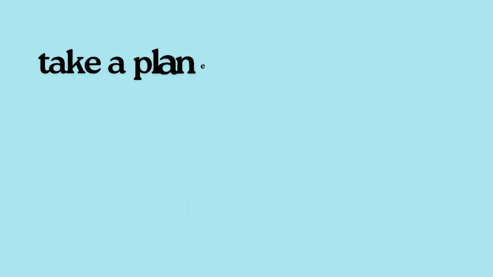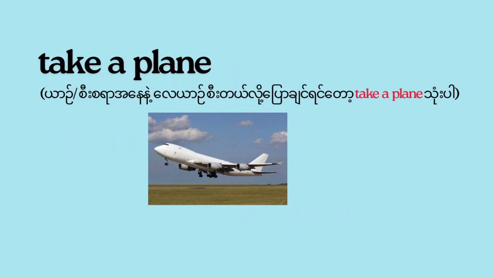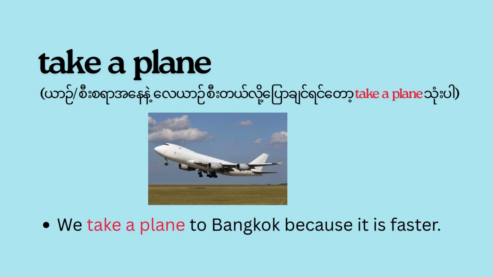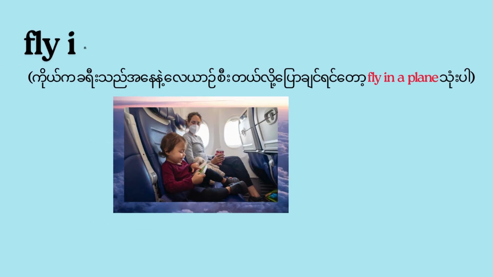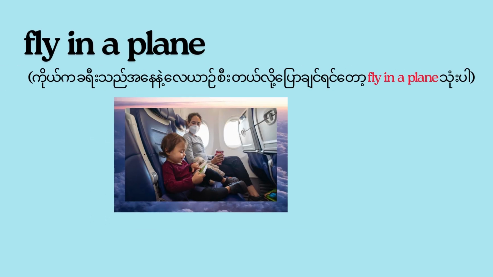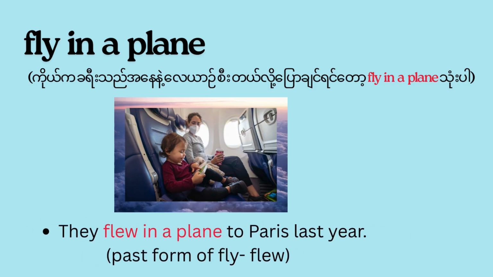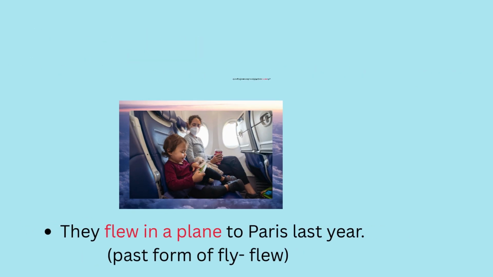Take a plane is used when we want to focus on using a plane as your mode of transport. For example, we take a plane to Bangkok because it is faster. Fly in a plane is used when we want to focus on the experience of being a passenger. For example, they flew in a plane to Paris last year.